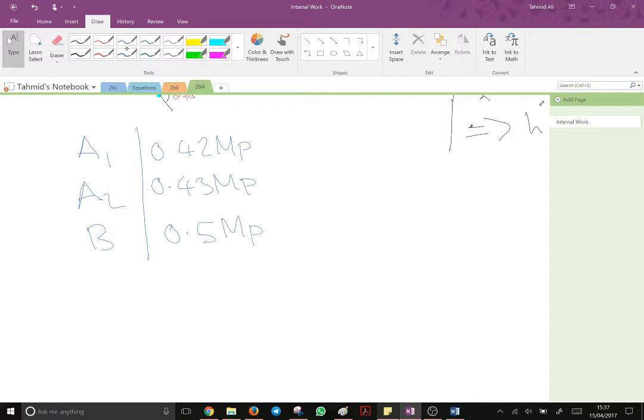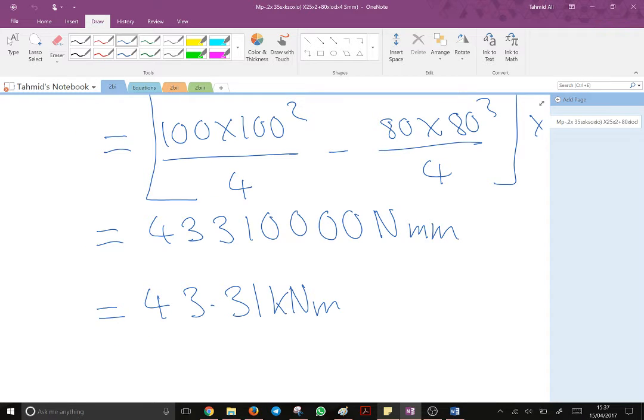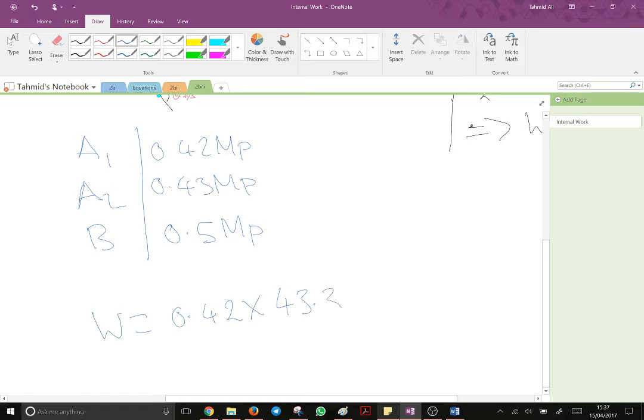So that means W is equal to 0.42 times 43.31. Double check, it's 43.31. Yeah. Which is equal to, on the calculator, we get a value of 18.19 kilonewtons. And that ends this question.